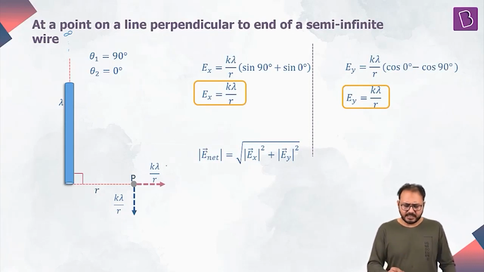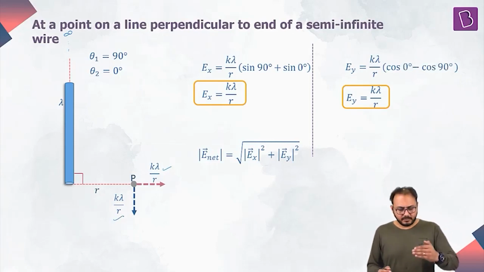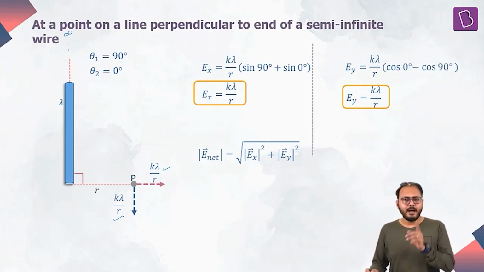Sir, I understood that this k lambda by r is pointing away. How do I remember that this k lambda by r will be pointing down or up? Again, the entire rod is above this, so all the dEs will keep on pointing down. So the component has to be down. Common sense. Okay. So a semi-infinite wire, at the known end, r away, has a net electric field having two perpendicular components: k lambda by r pointing away, k lambda by r pointing down.